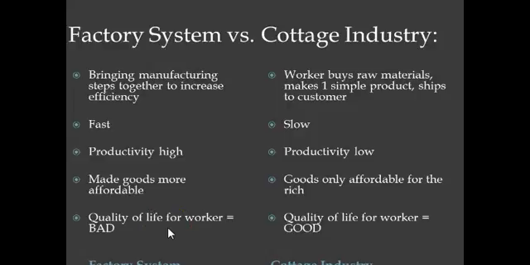Now, here's the kicker. It sounds like the factory system is the way to go. You know, this is excellent. There's no drawbacks. Everything's great, right? Well, the only problem with the factory system is that the quality of life for the worker was bad. Okay, it was not good. The quality of life for the worker under the cottage industry was actually quite good. So there's always an opportunity cost, okay? There's always something you have to give up to get something else. So as a society during this period, the American people are deciding, well, what's better for us? What are we going to give up in order to achieve all of these good things? And is it worth giving this up? And this is a discussion that we still have to this day.